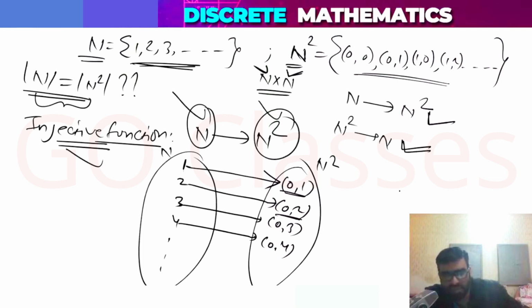So now we have an injective function from N to N squared. Now let me give you an injective function from N squared to N.